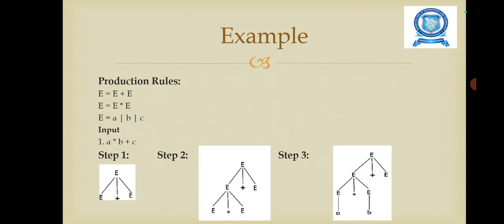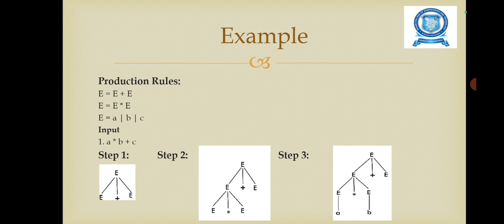For that we are going to see one example, production rule: E → E + E | E * E | a | b | c. Now we are going to draw the parse tree for the given example. They gave the input as a, b, c. Using that input, we are going to draw one parse tree. So I am taking the input string as a * b + c.